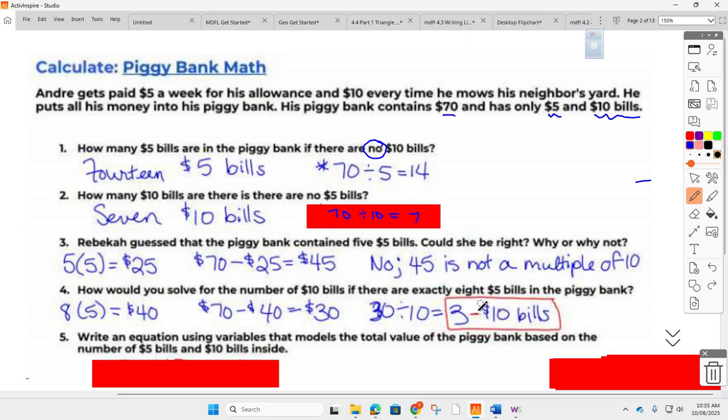It looks like it's minus there. I'm trying to work that out. No. There's 3 $10 bills.